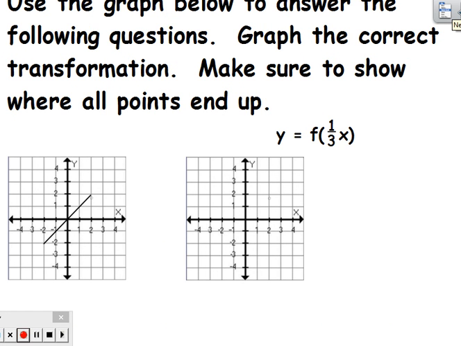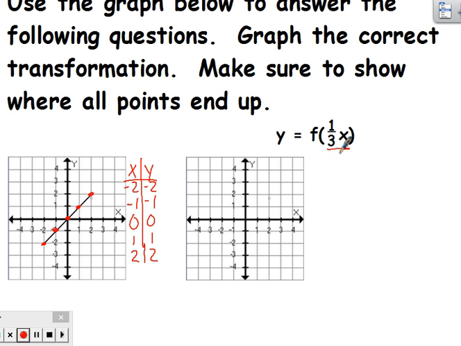And last problem of our review is a transformation. So we start with a parent function here, and we have to know what those points are. So I'm going to put the points where the horizontal and vertical lines intersect. Those are my 5 points that go in my table for the parent function. So the parent function begins with -2, -2, -1, -1, 0, 0, 1, 1, and 2, 2. These are the parent function's points.